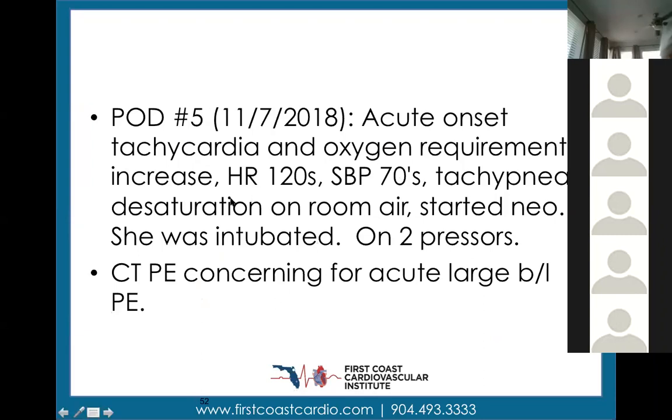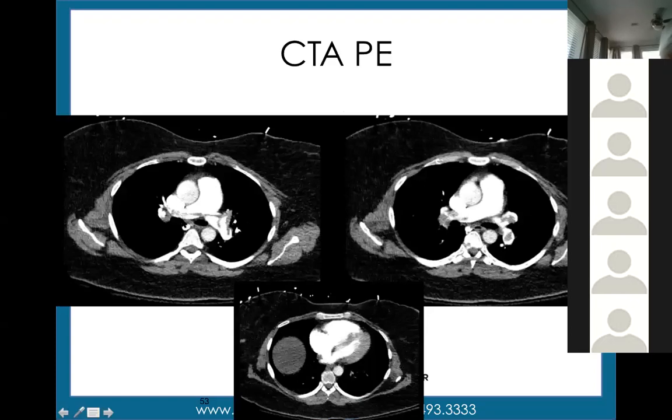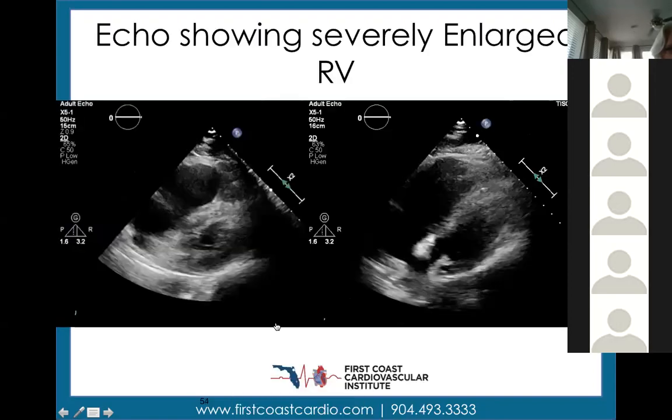5 days later, she had sudden onset tachycardia, oxygen requirements increased, heart rate 120, blood pressure 70. So this is by definition a massive PE. She was on 2 pressors, and she had a CT angiogram concerning for bilateral PEs. The CT angiogram, she has the saddle PE. This is a thrombus, the filling defect that we keep referring to. Interestingly, the right ventricle is larger than the left ventricle. And clinically, this is a massive PE by definition.